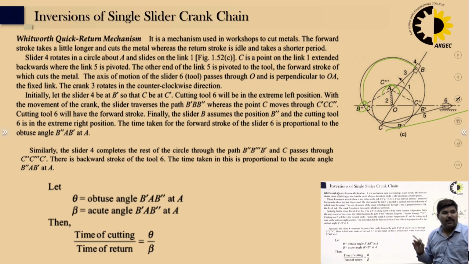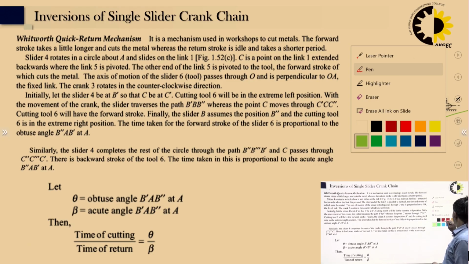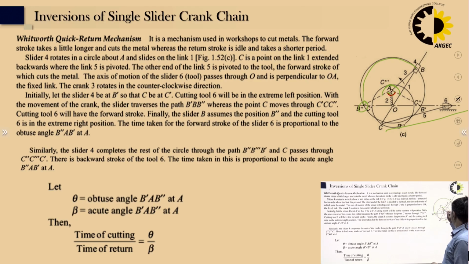Similarly, the slider 4 completes the rest of the circle through B double dash, B triple dash, and B dash, and C passes through C dash, C double dash, C dash, C triple dash. So there is a backward stroke of the tool, and the time taken is proportional to the acute angle, right? I'll show the acute angle in red and the obtuse angle in green.